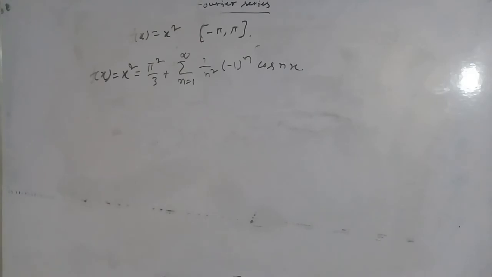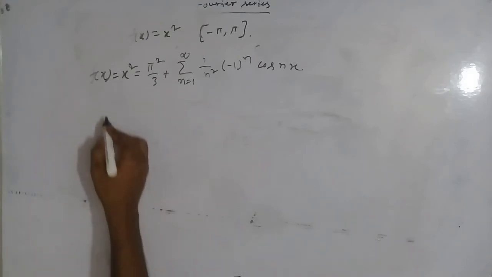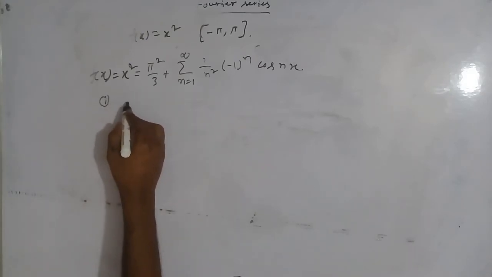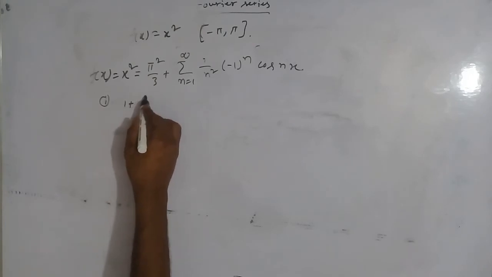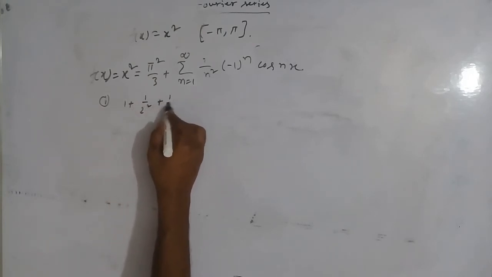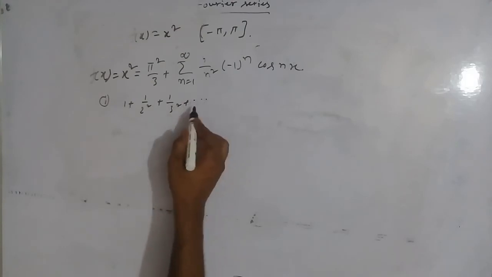Now we have to find the value of some series. First we write the series. Number 1 plus 1 by 2 square plus 1 by 3 square plus dot dot dot.